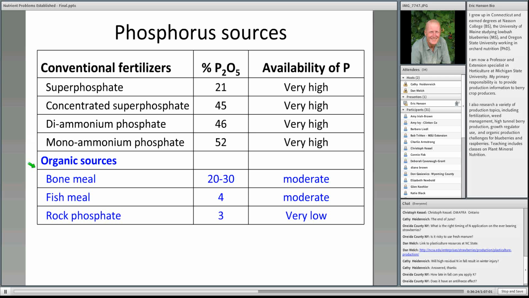For organic producers, bone meal and fish meal are good sources. Rock phosphate isn't used too much, but I mentioned it because in very acidic soils, such as blueberry soils, the solubility is quite a bit higher. So it might be a reasonable source of phosphate for blueberries, where the acidic soil pH increases the solubility of the material.